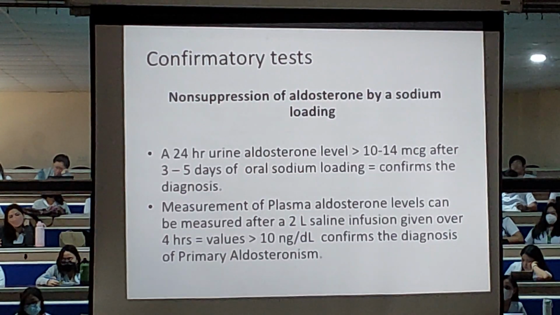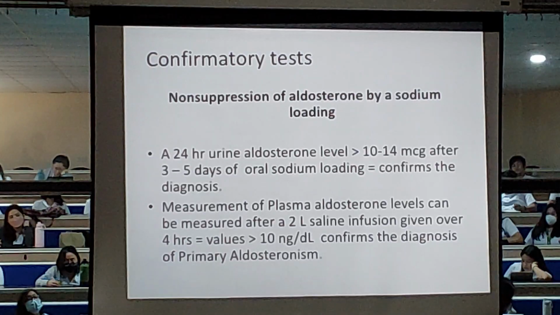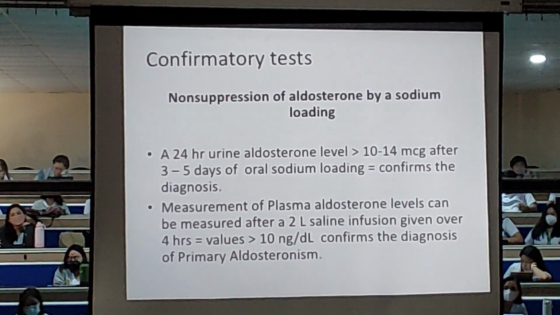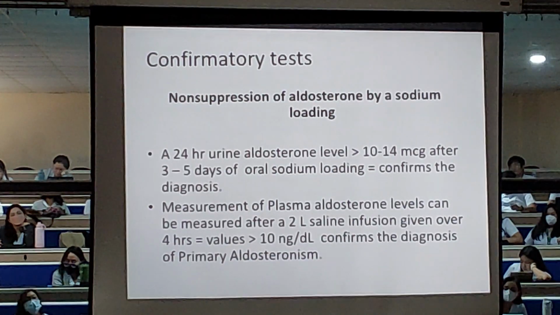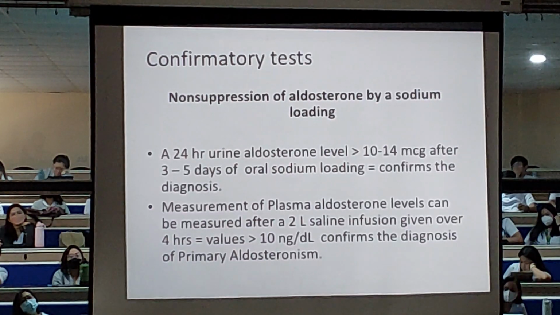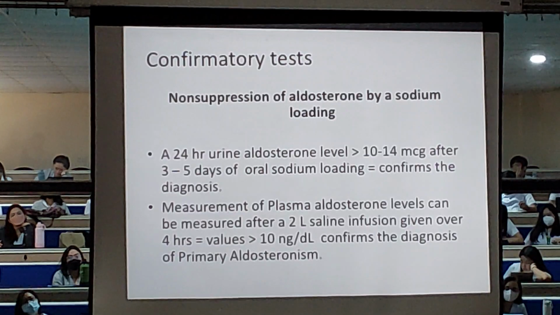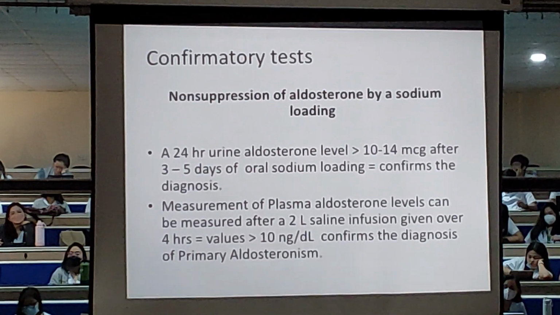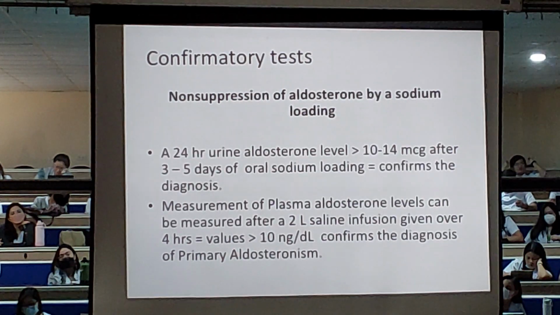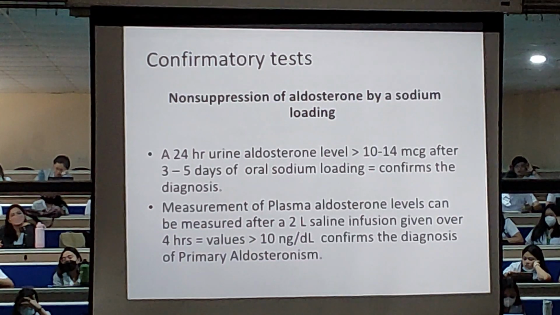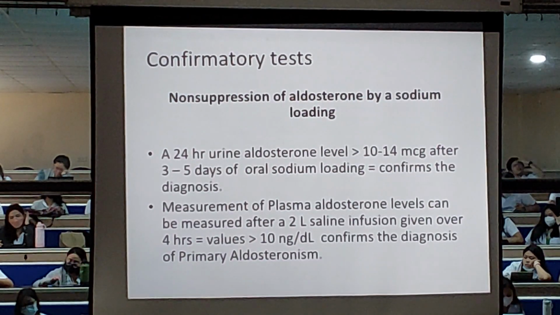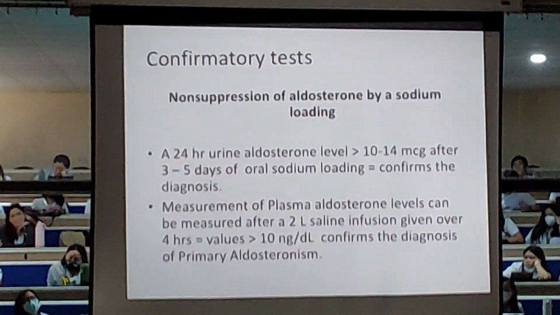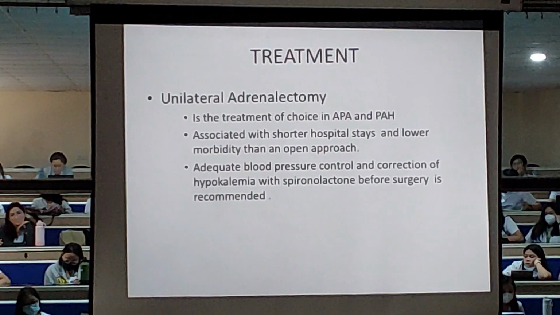You also measure the plasma aldosterone levels. This can be measured after you give 2 liters of sodium chloride infusion over 4 hours; values of more than 10 nanograms would also confirm a diagnosis of primary hyperaldosteronism. So you can give an oral tablet of sodium chloride. If there is no suppression, and the aldosterone remains elevated after 5 days of giving sodium chloride, then it is highly suggestive that you're dealing with primary hyperaldosteronism. The other is to give a saline infusion, 2 liters, over a duration of 4 hours. If there is an aldosterone value of more than 10 nanograms per dL, then that would confirm that you are dealing with primary hyperaldosteronism.